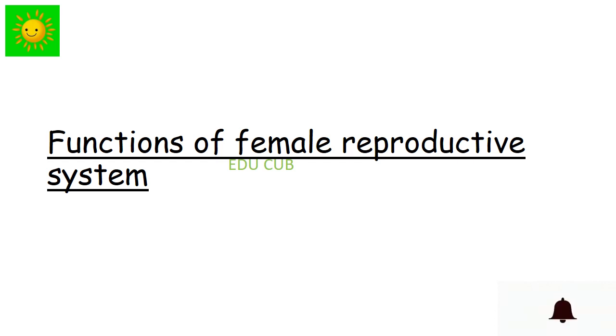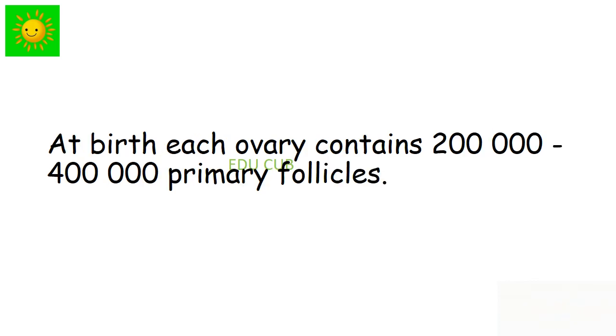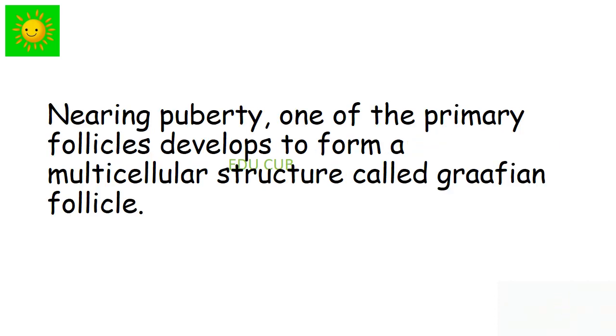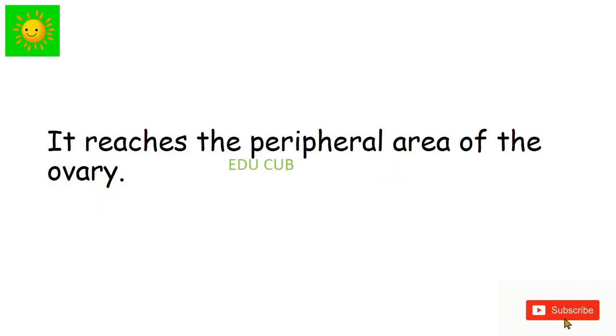Let's see the functions of the female reproductive system. First one, producing ova in females initiates since the fertile stage. Next one, at birth each ovary contains 200,000 to 400,000 primary follicles. Nearing puberty, one of the primary follicles develops to form a multicellular structure called a Graafian follicle. It reaches the peripheral area of the ovary.